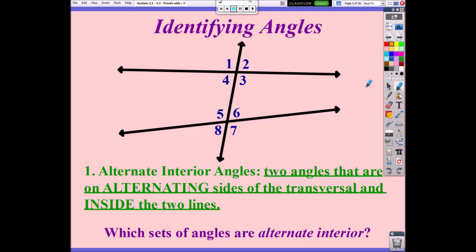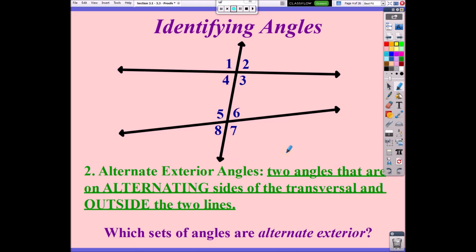So for instance, we had some alternate interior angles like angles 4 and 6, and there was also angles 3 and 5, but there were only 2 pair of alternate interior angles in this situation when you had 2 lines and then the third line transversal. Alternate exterior angles, we had angles like 1 and 7 are alternate exterior, and also like 2 and 8. But again, there's only 2 pairs of these types of angles.